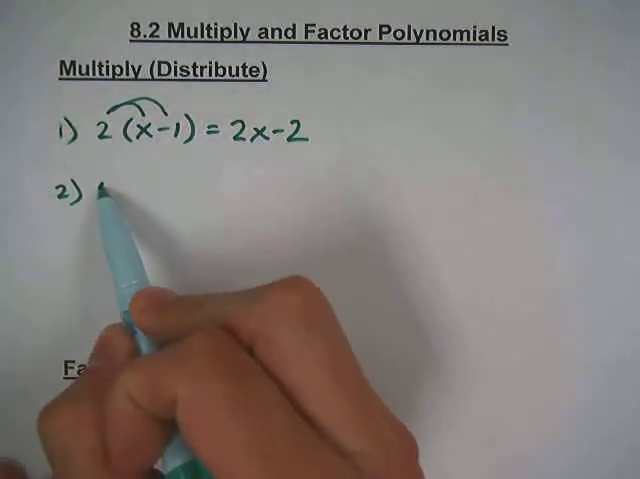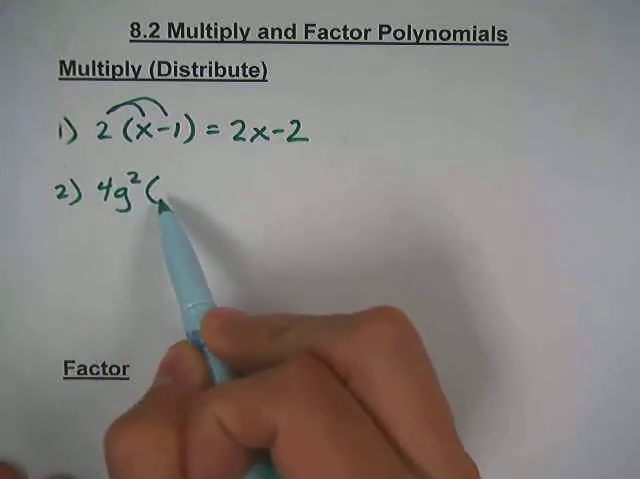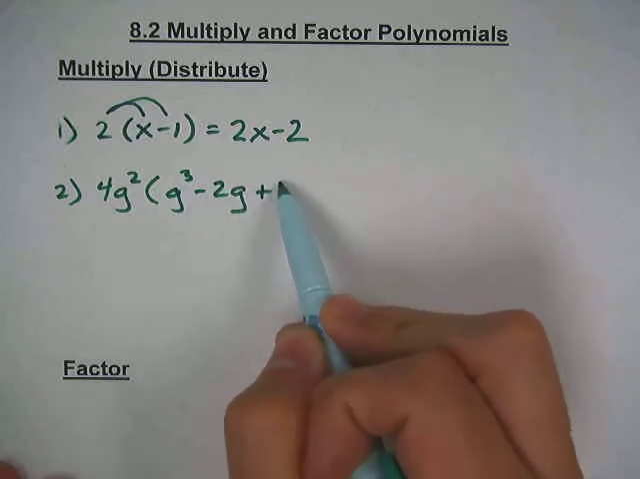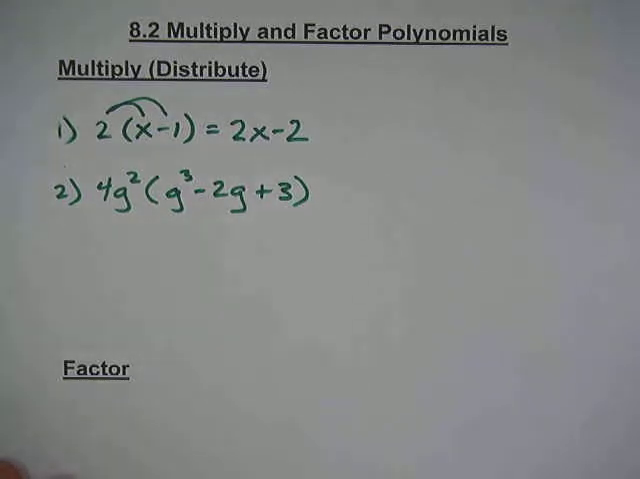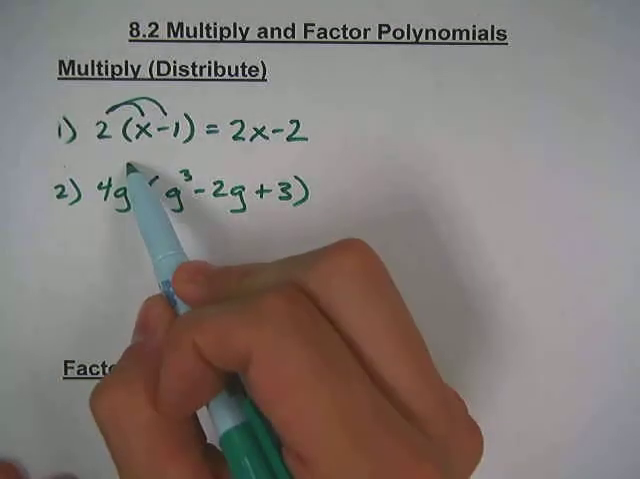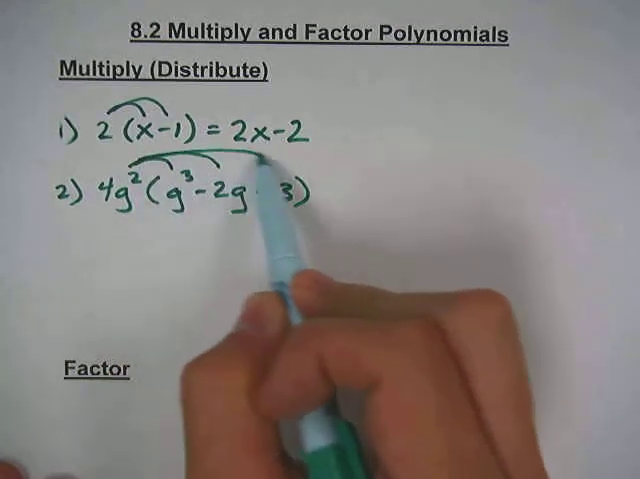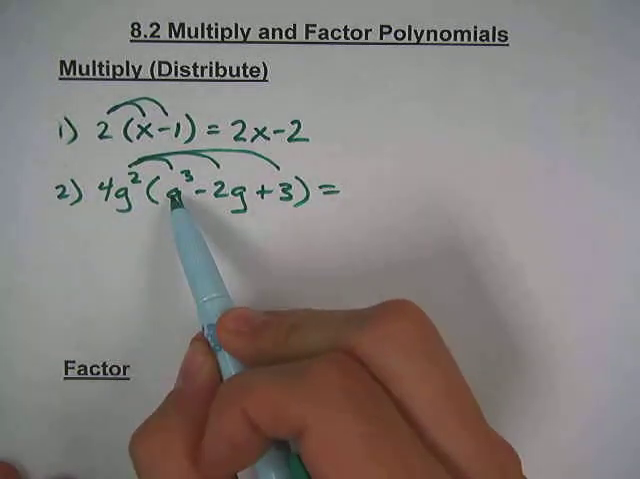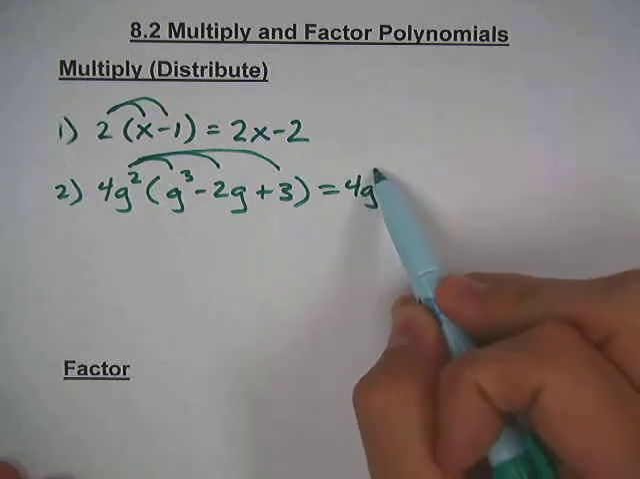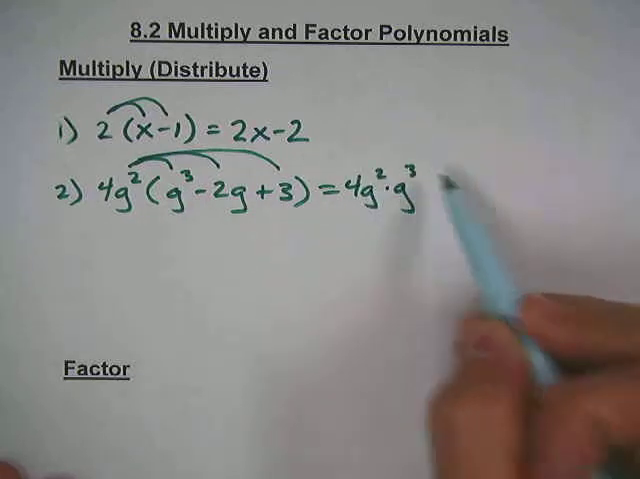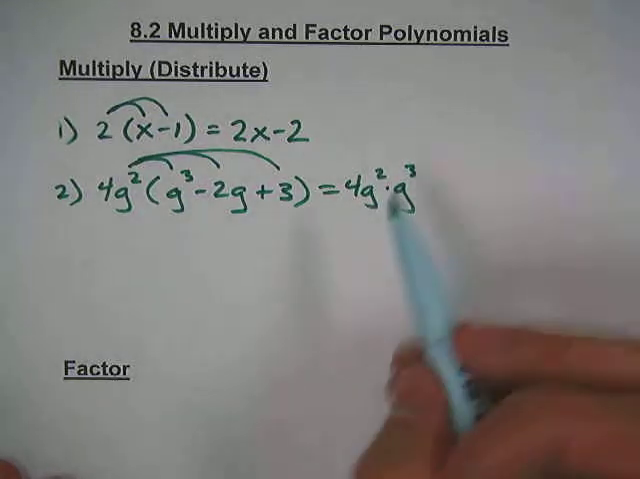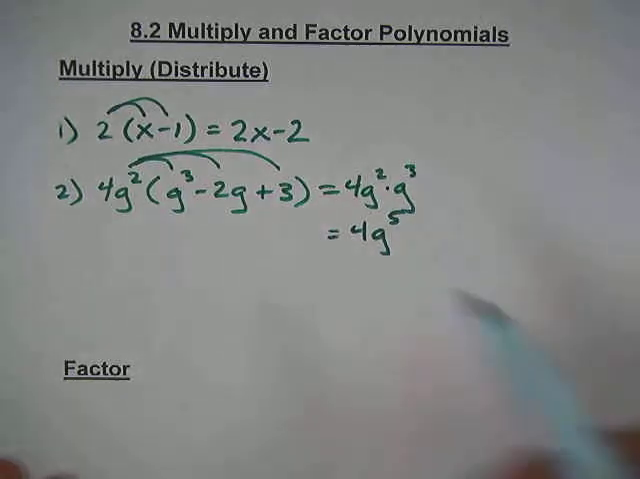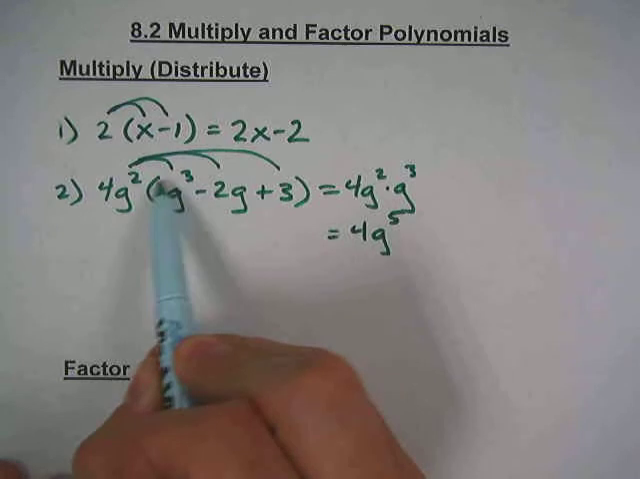For instance, if you had 4g squared times the quantity of g to the third minus 2g plus 3. If I asked you to multiply that, you would again distribute to all parts. Can't forget that. Now you have to remember your rules of exponents here. So when I multiply 4g squared times g to the third, the rules of exponents say that you add those exponents together, so I get 4g to the fifth. So don't let that confuse you. Even though you're multiplying, you are adding your exponents.